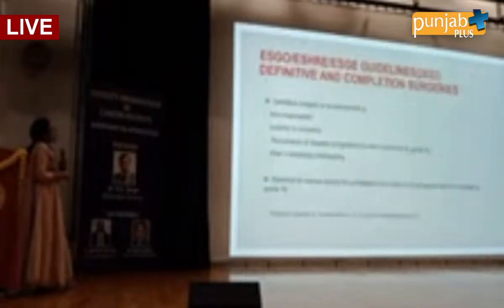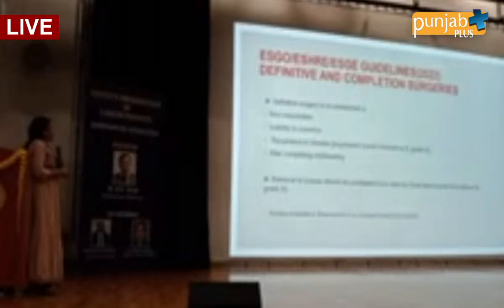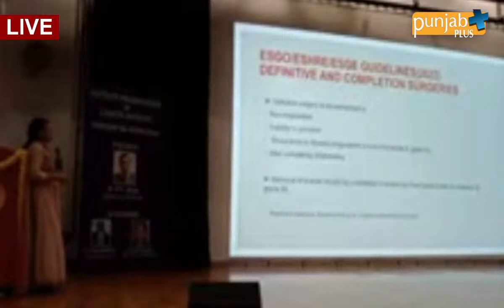And after the pregnancy is completed, the definite treatment should be recommended, and for all those patients who have not responded, who are unable to conceive, and where there is a recurrent disease or the disease has progressed, and after the completion of childbearing, definite surgery is recommended. And the removal of ovary should be considered on a case-by-case basis.